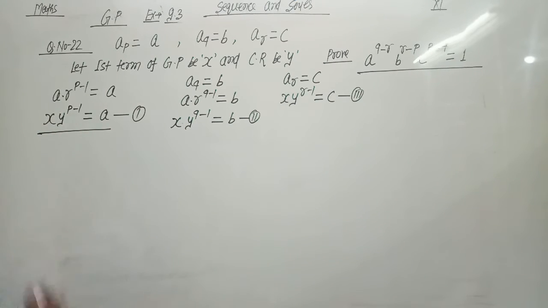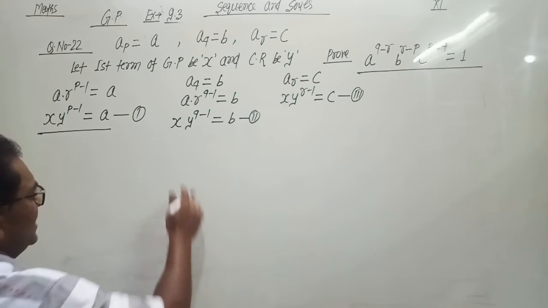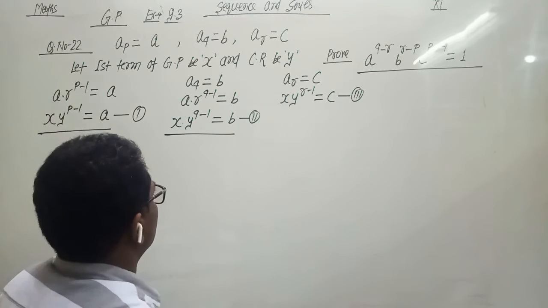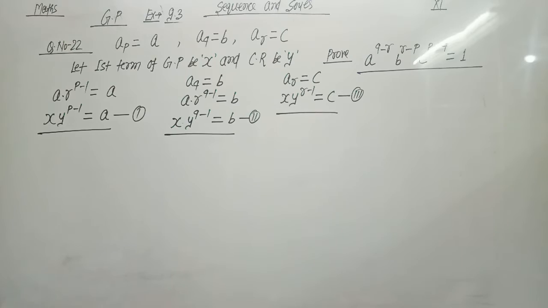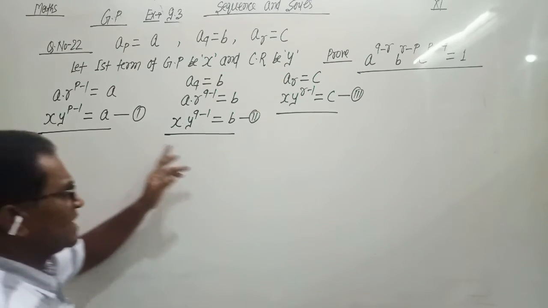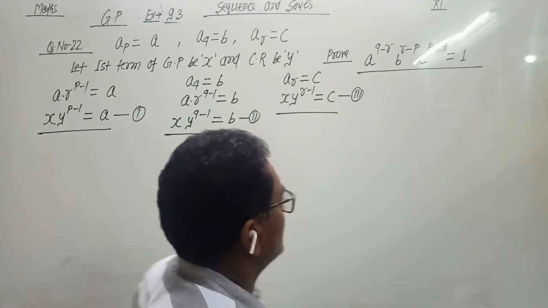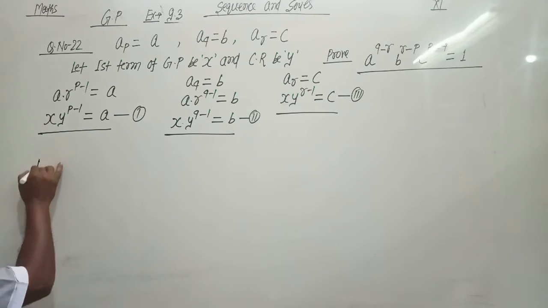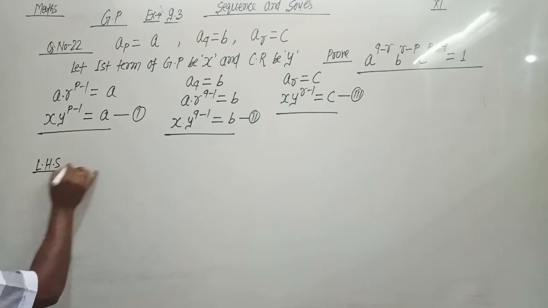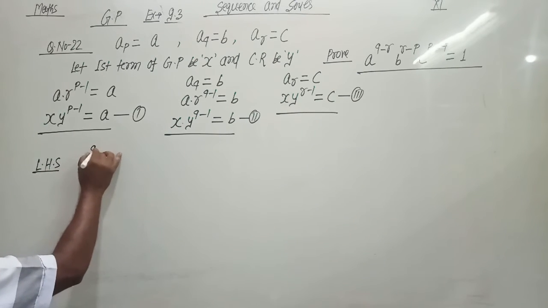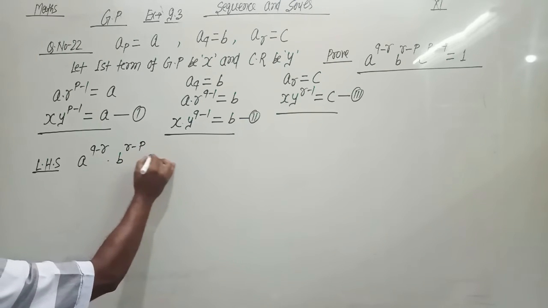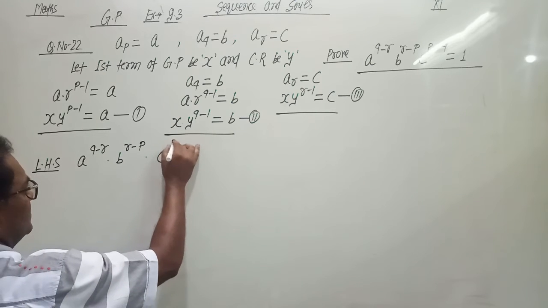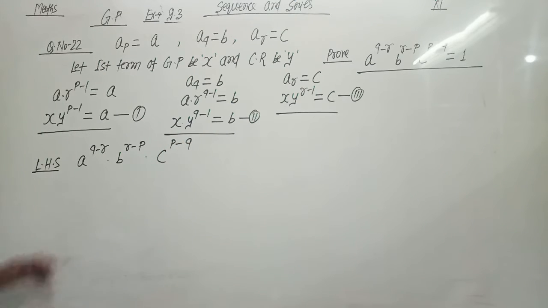So x into y raised to the power p minus 1 equals a, x into y raised to the power q minus 1 equals b, x into y raised to the power r minus 1 equals c. We put the value of a, b and c on the LHS. So LHS is a raised to the power q minus r into b raised to the power r minus p into c raised to the power p minus q. And the value of a is put from the first equation.